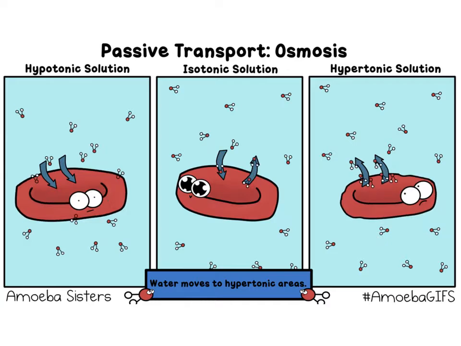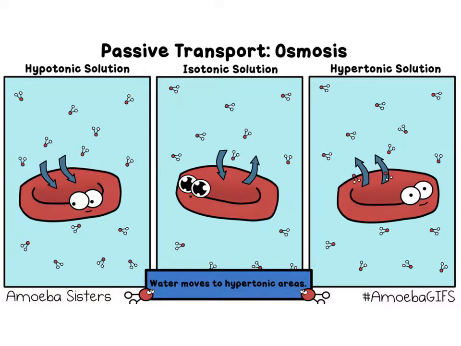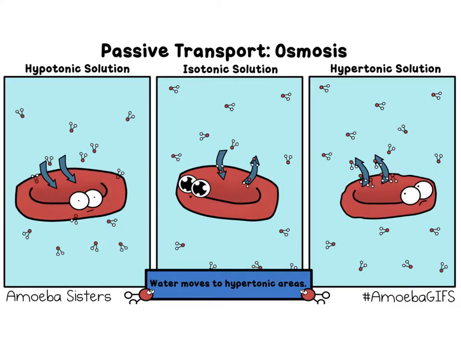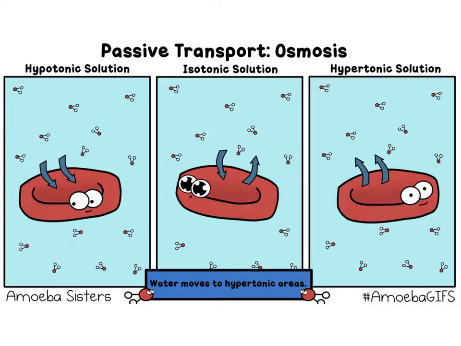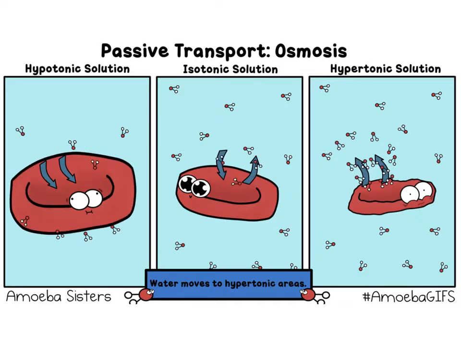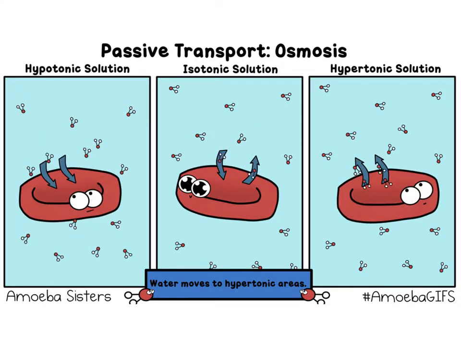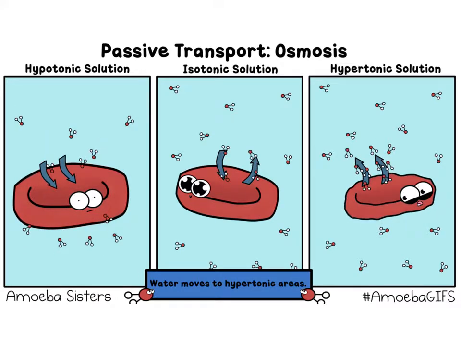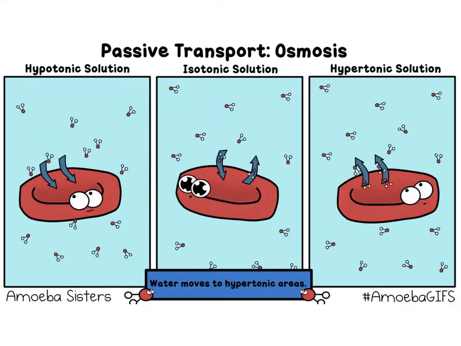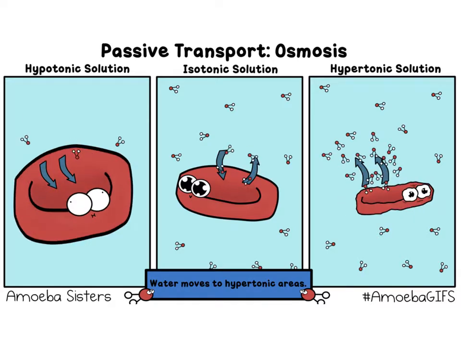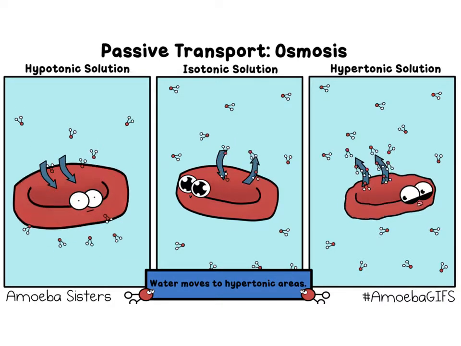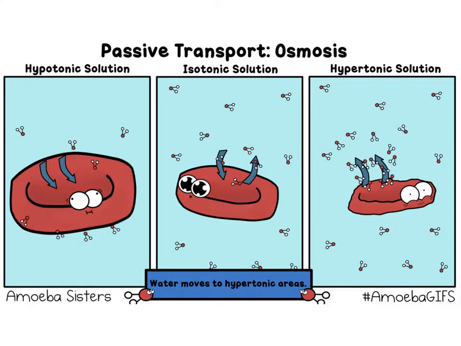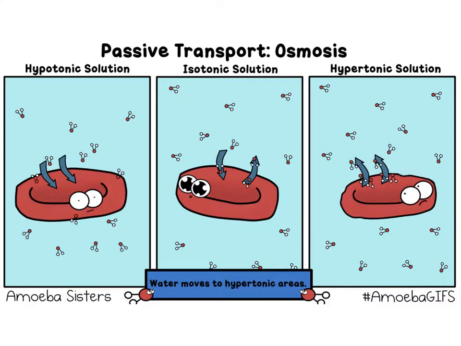In passive transport, there are three types of diffusion that only move water. There's the hypotonic solution, where water rushes into the cell to balance out the salt concentration. You have less salt outside the cell than you have inside the cell. Then you have your isotonic solution, where it's balanced, the same concentration on the outside as on the inside. And then the third one is your hypertonic solution. In the hypertonic solution, you have much more salt concentration on the outside, and so the water rushes out of the cell.